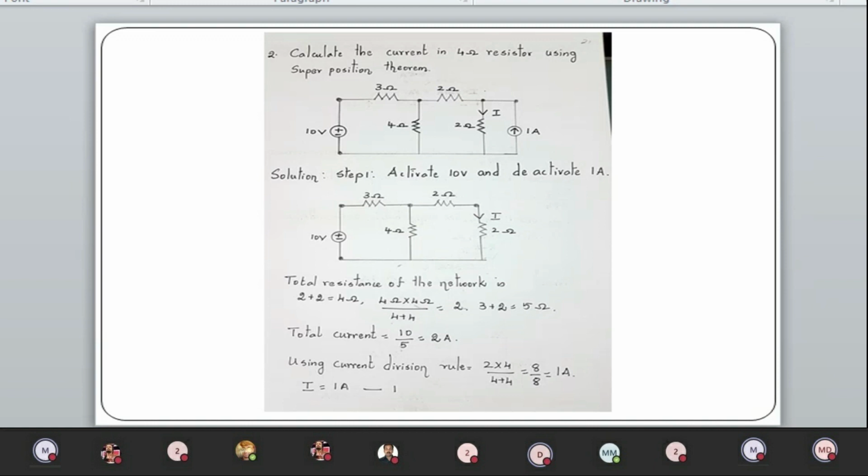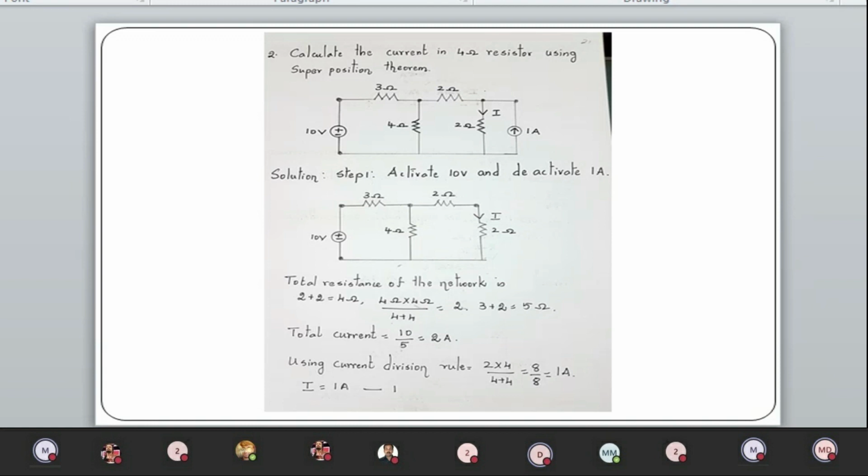To deactivate the current source, I have to remove the current source, that is open circuit. Now see, the circuit has been transformed as follows. 2 and 2 are connected in series, 2 plus 2, 4. 4 and 4 are connected in parallel, 2. So 3 plus 2, 5. The total current is 10 by 5, 2.